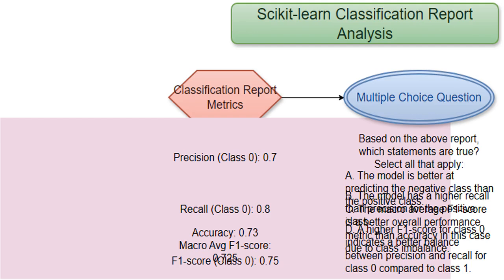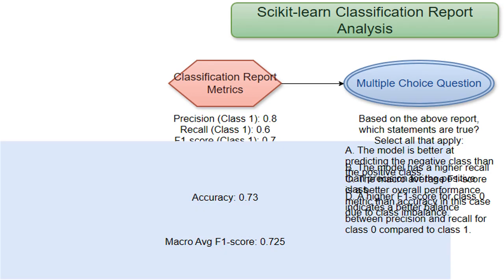For Class 0, the model's precision is 0.7 and its recall is 0.8. This means it is slightly better at recalling negative instances than at precisely predicting them. Its F1 score is 0.75, which is slightly better than that of Class 1. The overall accuracy of the model across both classes is 73%. The macro average F1 score is 0.725. This is the average of the F1 scores for Class 0 and Class 1, treating both classes equally in importance.